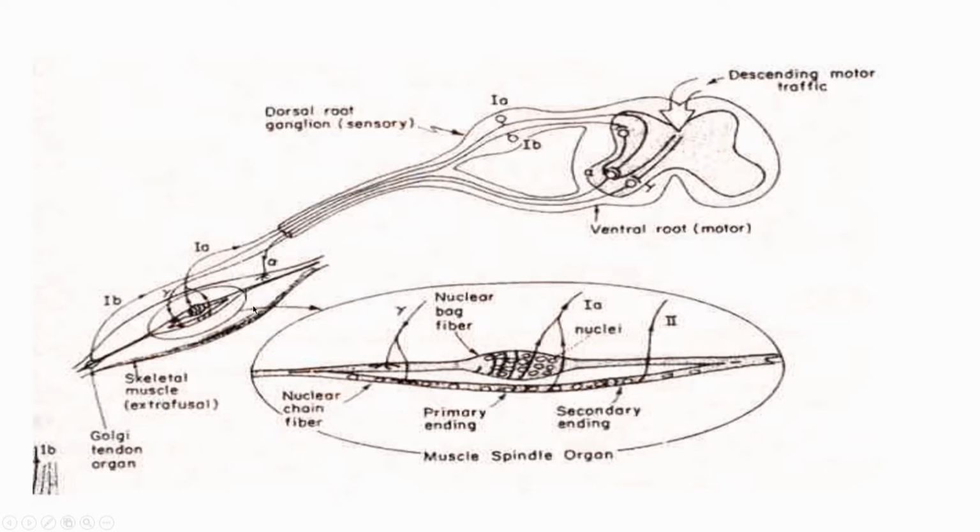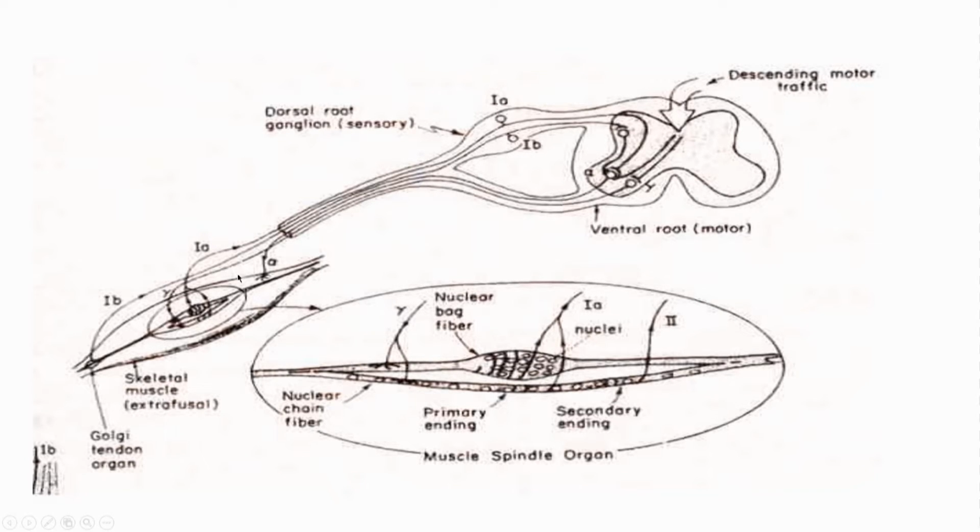In this muscle, there is a spindle, and in the spindle you can see that there is a nuclear bag and a nuclear chain. You can see that 1A is coming out, 1A is going to the CNS, that is an afferent. 1A is an afferent which is coming from both the nuclear chain and the nuclear bag.